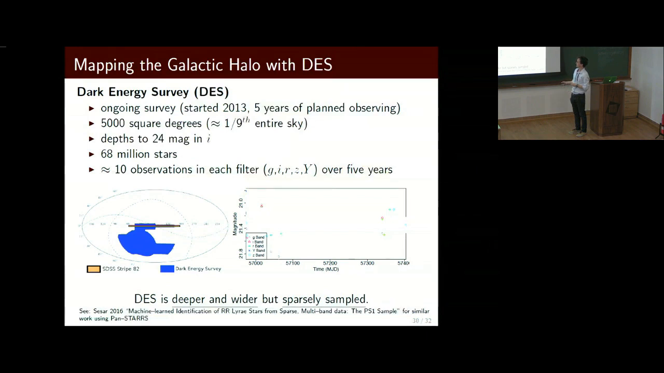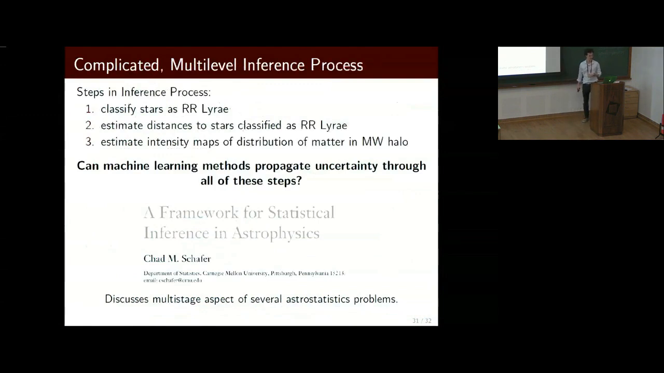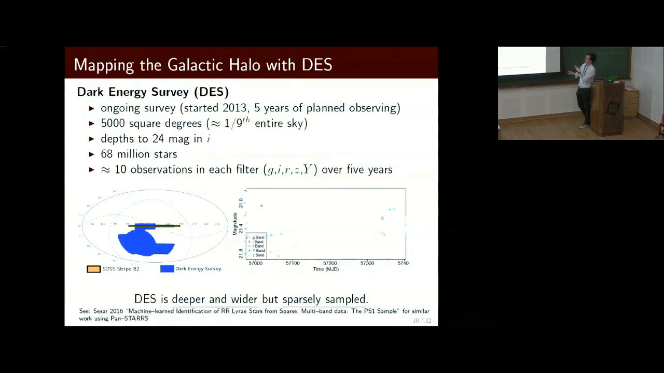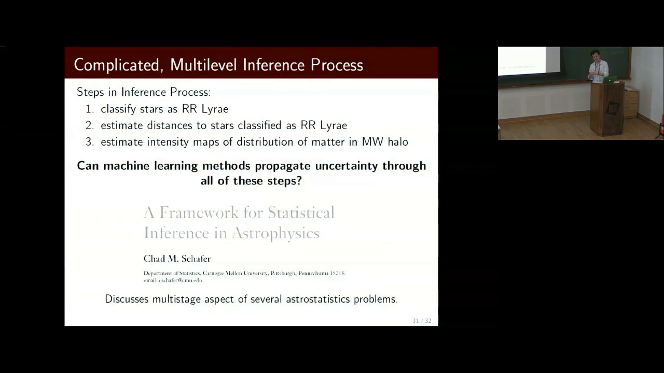Cesar is also extending the results from SDSS stripe 82 to the whole Pan-STARRS sample. The reason I bring this up is that these classifiers, which Cesar is currently using for Pan-STARRS, and which some collaborators and I are working with on the DES data, play a role. We don't just classify the RLI ray, we then estimate distances to the RLI ray, and then we estimate intensity maps to find the distribution of matter in the Milky Way halo. So there are several inference steps post-classification, and one concern or question I have is how can we propagate uncertainty introduced by the classifier all the way to the stage where we are making these intensity maps, because clearly mistakes made in step 1 are affecting the intensity maps that we make in step 3.